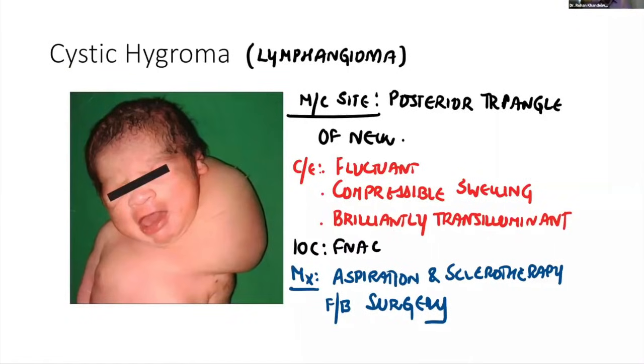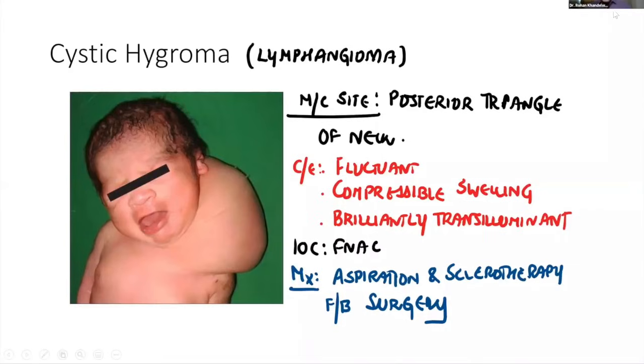You should also know about the other brilliantly transilluminant swellings in the body. Ranula, I told you, is transilluminant. Meningeocele is transilluminant. Hydrocele is also transilluminant. So these are some other swellings where brilliant transillumination can be seen. Investigation of choice in such a child is FNAC, and the management is aspiration and sclerotherapy, followed by surgery.